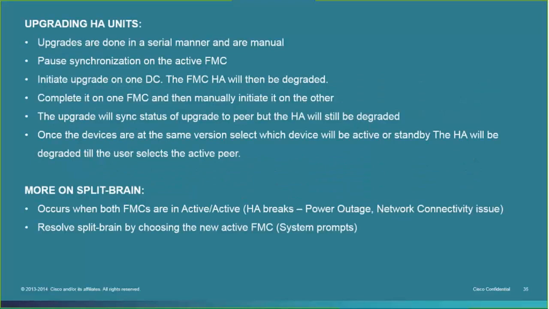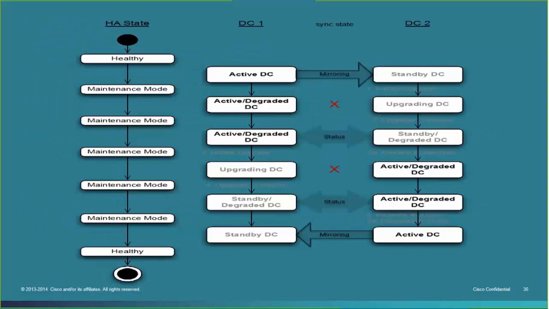Moving on to the next major challenge, or the question that is in everybody's mind: how do I upgrade devices which are in HA, which are set up in HA? So let's talk about the process first. What happens is that the initiation of the upgrade on both the units is not automatic. We have to manually put the upgrade files in and start the upgrade process.